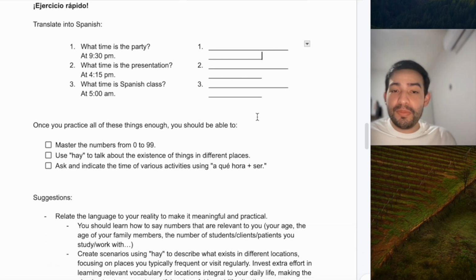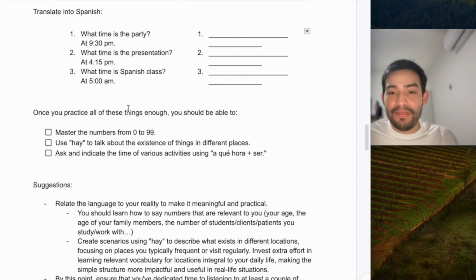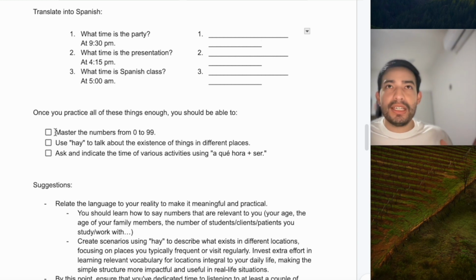Now, once you practice all of these things enough, you should be able to master the numbers from 0 to 99. Master is a strong word, right? Of course, that depends on how well you memorize them and if you practice using, uno, dos, tres, cuatro. In my experience learning languages, numbers, you just have to memorize them, right? If it's different for you, let me know in the comments. But that's something that you just have to memorize. It's vocabulary. Luckily, there are some patterns once you notice them, so it will be easier.